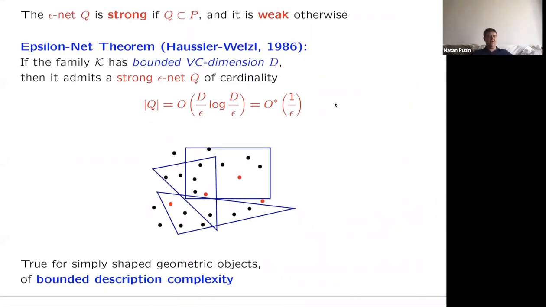An epsilon net is called strong if its points are drawn from the underlying point distribution, and otherwise it's a weak epsilon net. The famous epsilon net theorem states that if our geometric sets from the underlying family of geometric ranges have a bounded Vapnik-Chervonenkis dimension, which happens if they're simply shaped, such as boxes or spheres or half spaces in a fixed dimension, then there is always a strong epsilon net whose cardinality is almost proportional to 1 over epsilon, and it absolutely does not depend on the number of points in the underlying point distribution.